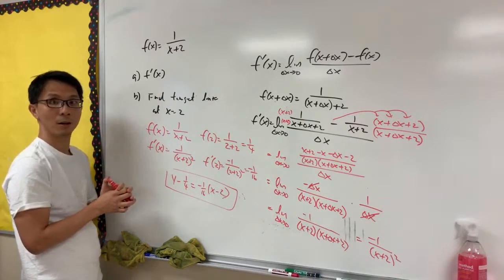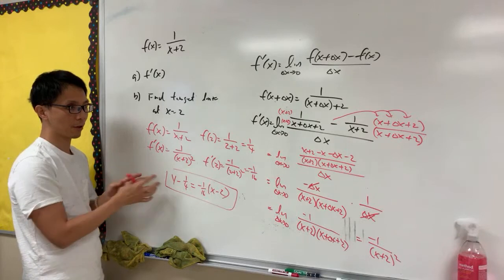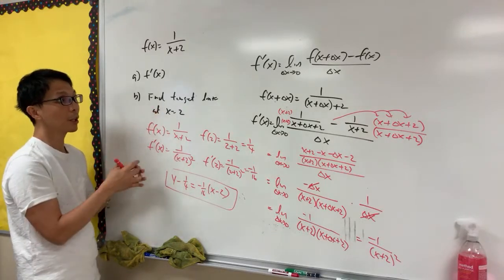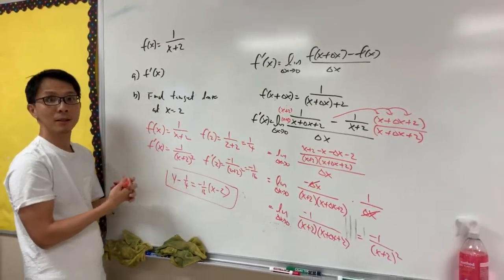So that's the final answer? That's the final answer for the equation of the tangent line at x equal to 2. If it's a normal line, it's going to be what? Positive 16.